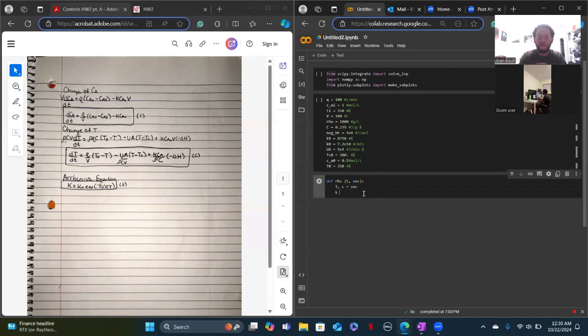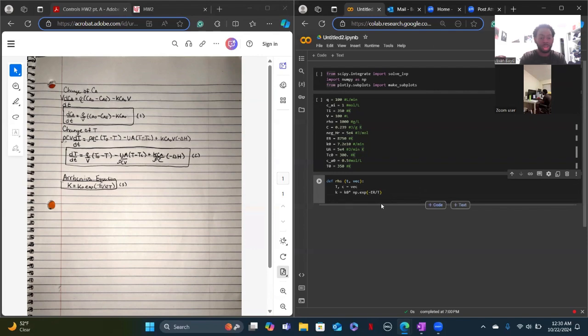So that K is equal to our Arrhenius constant times the exponential of negative, don't forget the negative, activation energy times our gas constant, and then we divide this by our temperature. Okay. And this will be the temperature with respect to our function. Okay. All right. Next, let's start this.